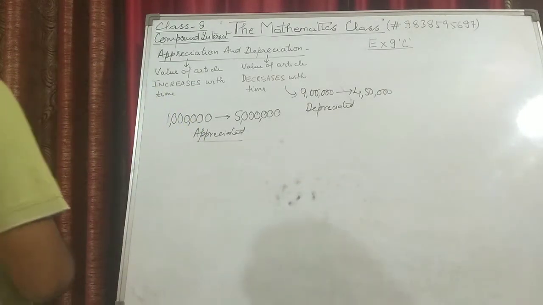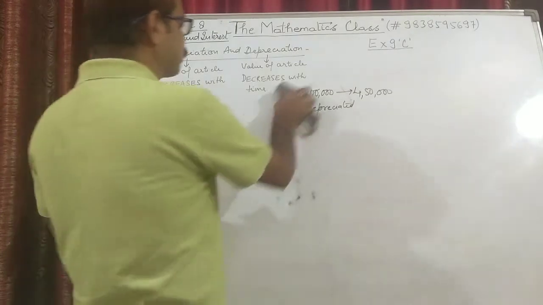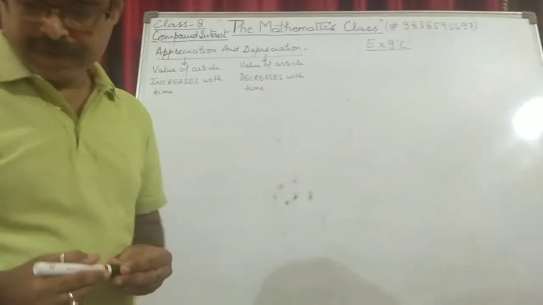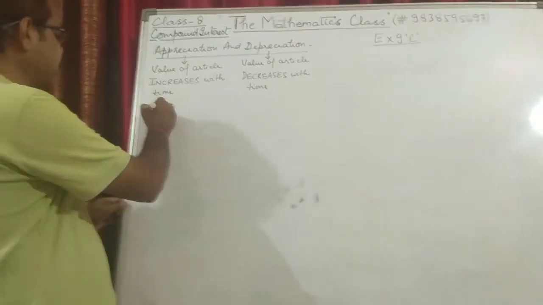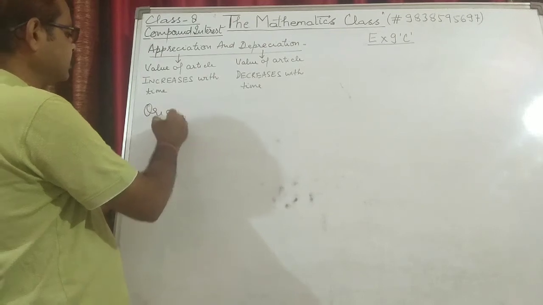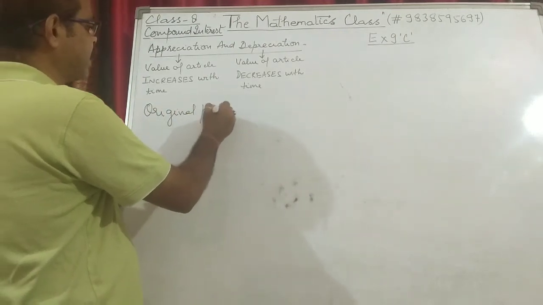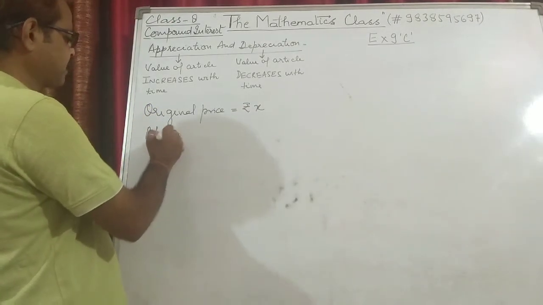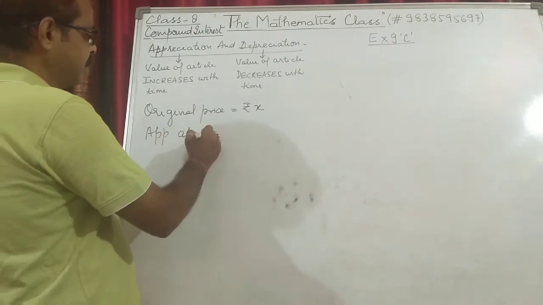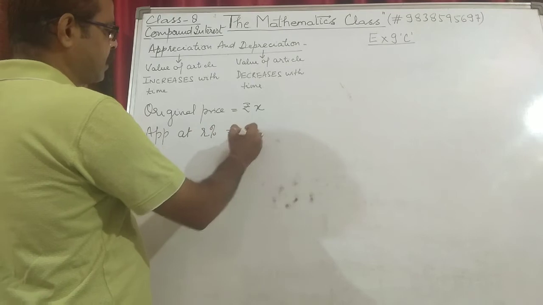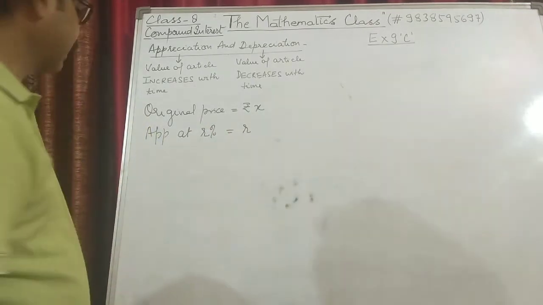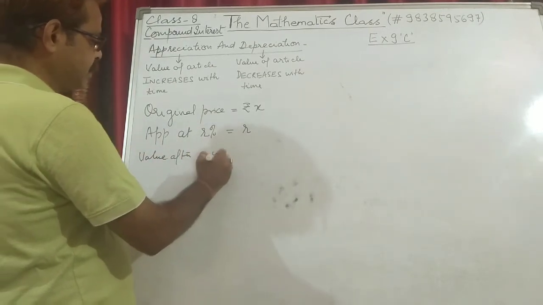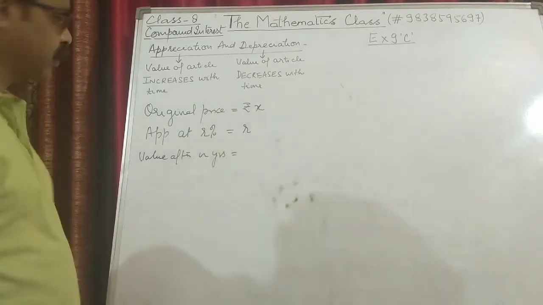Now, how do we solve the questions based on appreciation and depreciation, or what is the formula? Suppose the original price of any article is rupees X and it appreciates at R%, meaning the rate of interest R is given to you. So what will be its value after n years?